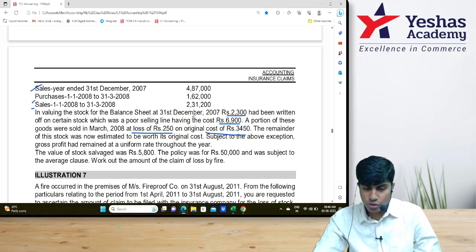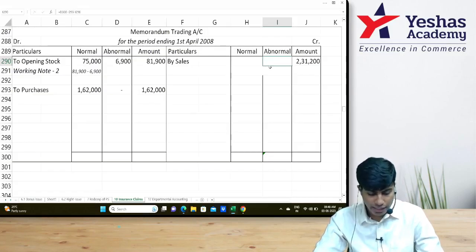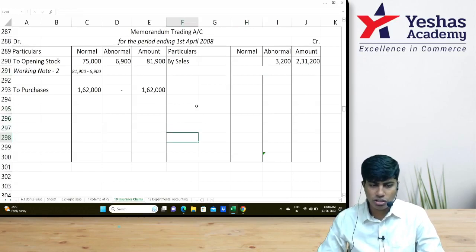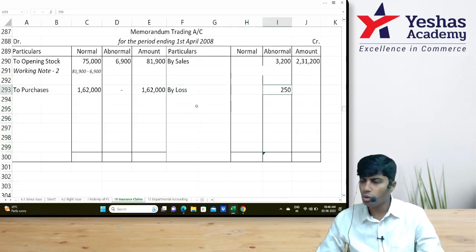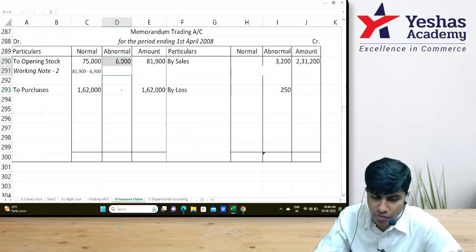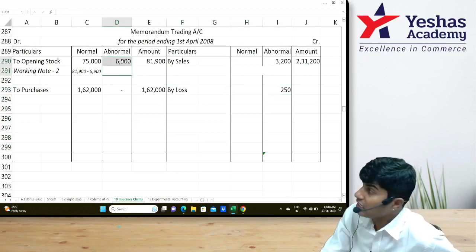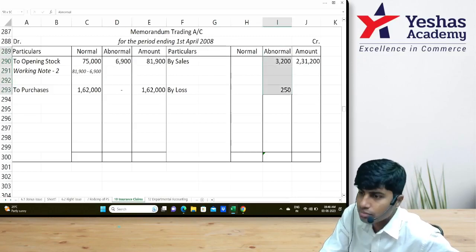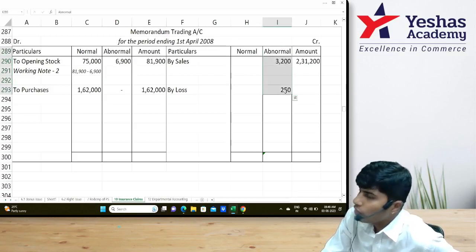So 3,450 is original cost. Loss is 250. Can I say it will be 3,200? How did we get it? 3,450 minus, and against this there will be gross loss. Shall I write here gross loss? Loss, how much? 250. So 6,900 worth of stock is here. In that 3,450 is sold. So 3,450 is here as sales. 3,200 we received cash, 250 is loss.